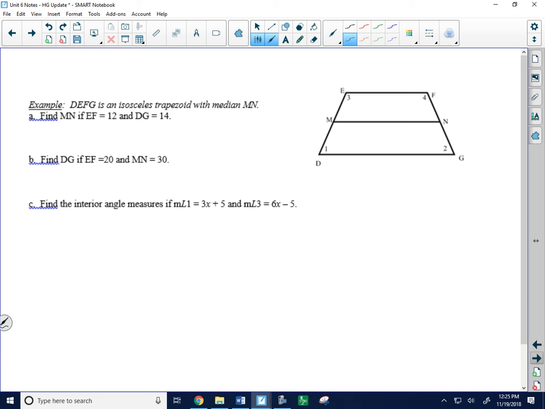Let's look at this one below. I have median MN in an isosceles trapezoid. Actually, I don't think anything I'm going to do needs to be an isosceles trapezoid. This could just be a regular trapezoid, that would work. So EF in part A, find MN, so find that segment. If EF is 12, DG is 14. I'll show you the little property I'm going to use, but any thoughts on MN without doing the work?